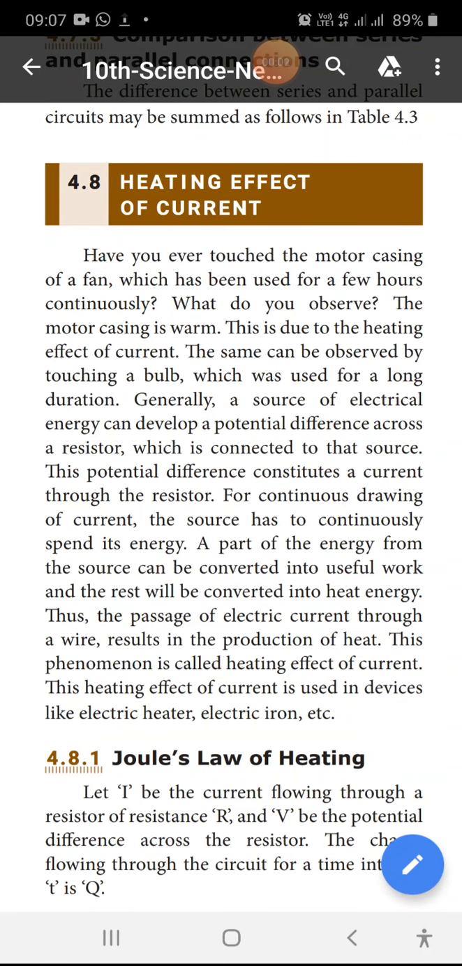Good morning, students. Today we are going to see the electricity lesson 4.8, heating effect of current. Before that, we have studied all the chapters and learning objectives in this lesson.